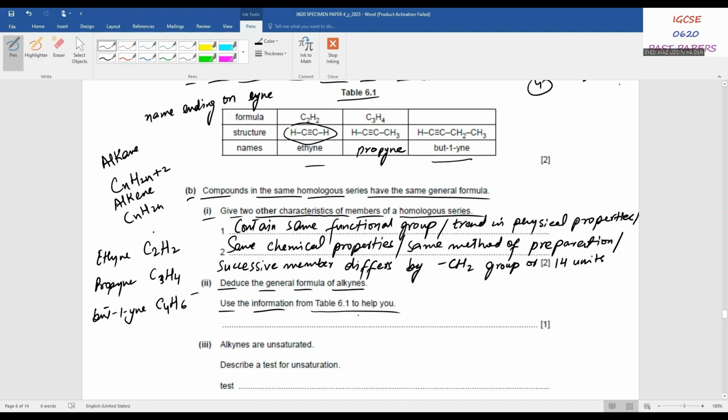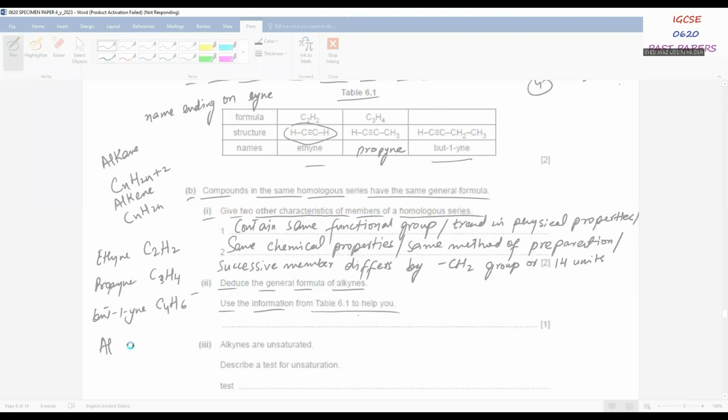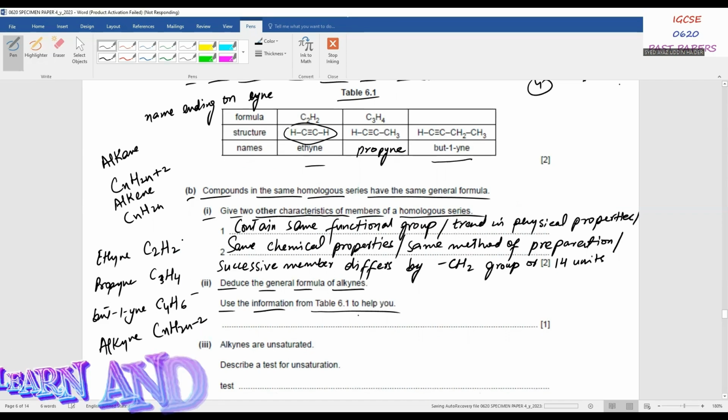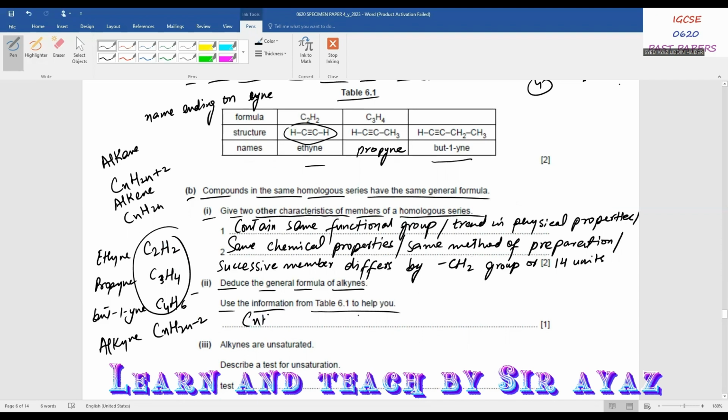So you can add for alkyne. It must be CnH2n-2. You can apply it. You'll get the formula. These formulas. So you'll write CnH2n-2.